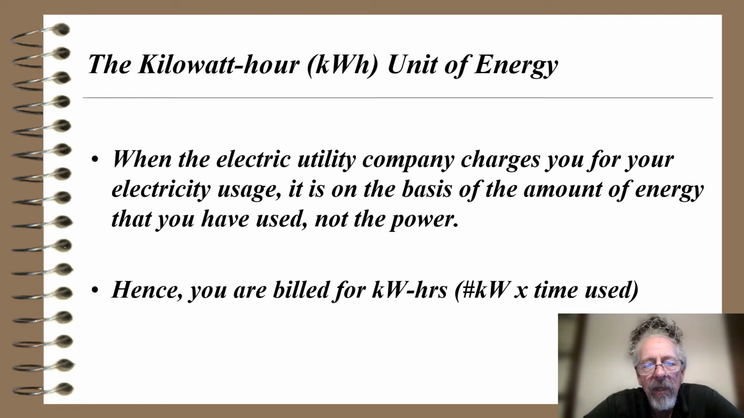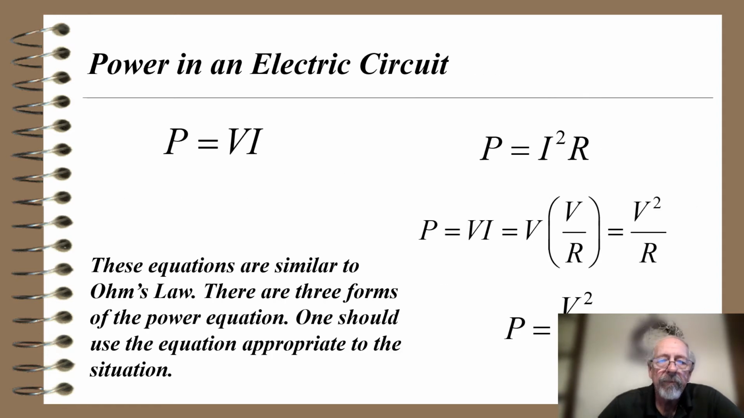So this slide is called the kilowatt hour unit of energy. When the electrical utility company charges you for your electric usage, it's on the basis of the amount of energy that you have used, not the power. Hence, you are billed for kilowatt hours. You multiply the number of kilowatts times the time used. And you look at your electric bill, or your parents', and that's what you'll discover. Of course, on electric bills in Massachusetts, about half the cost of the electricity is generating it. The other half is delivering it.